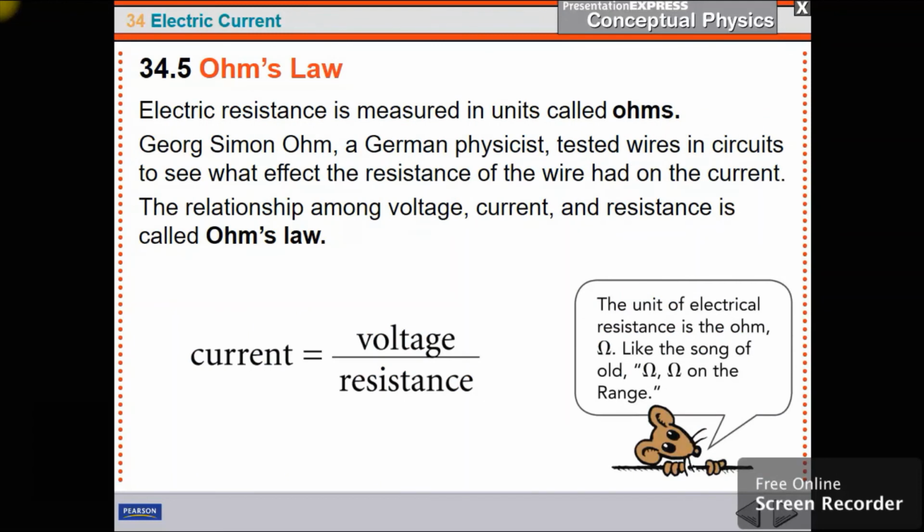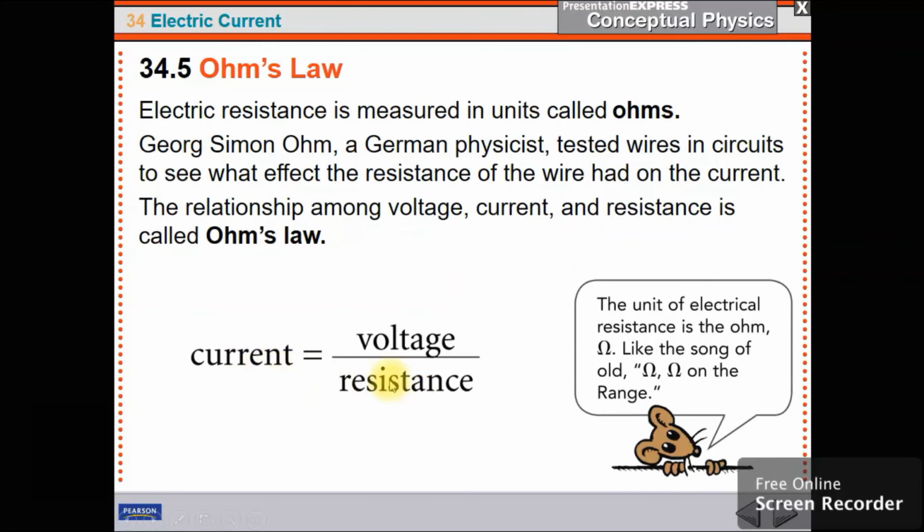And here we are, the point of it all. Ohm's law. Current equals voltage divided by resistance. That's called Ohm's law, the relationship between voltage, current, and resistance. So how much current you get depends on how much voltage. More voltage means it's pushing harder. And if it's going through a certain resistance, then that's what resists the push from the voltage. If there's a lot of resistance, you get less current. If there's a little resistance, you get more current.